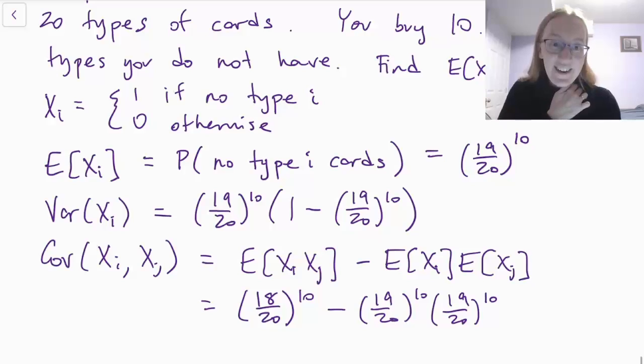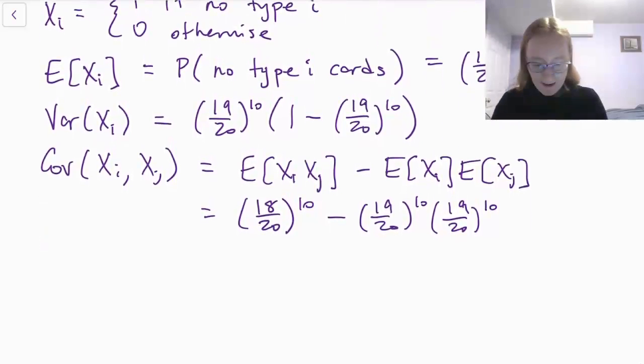Okay, so finally, we are ready to put all the puzzle pieces together.